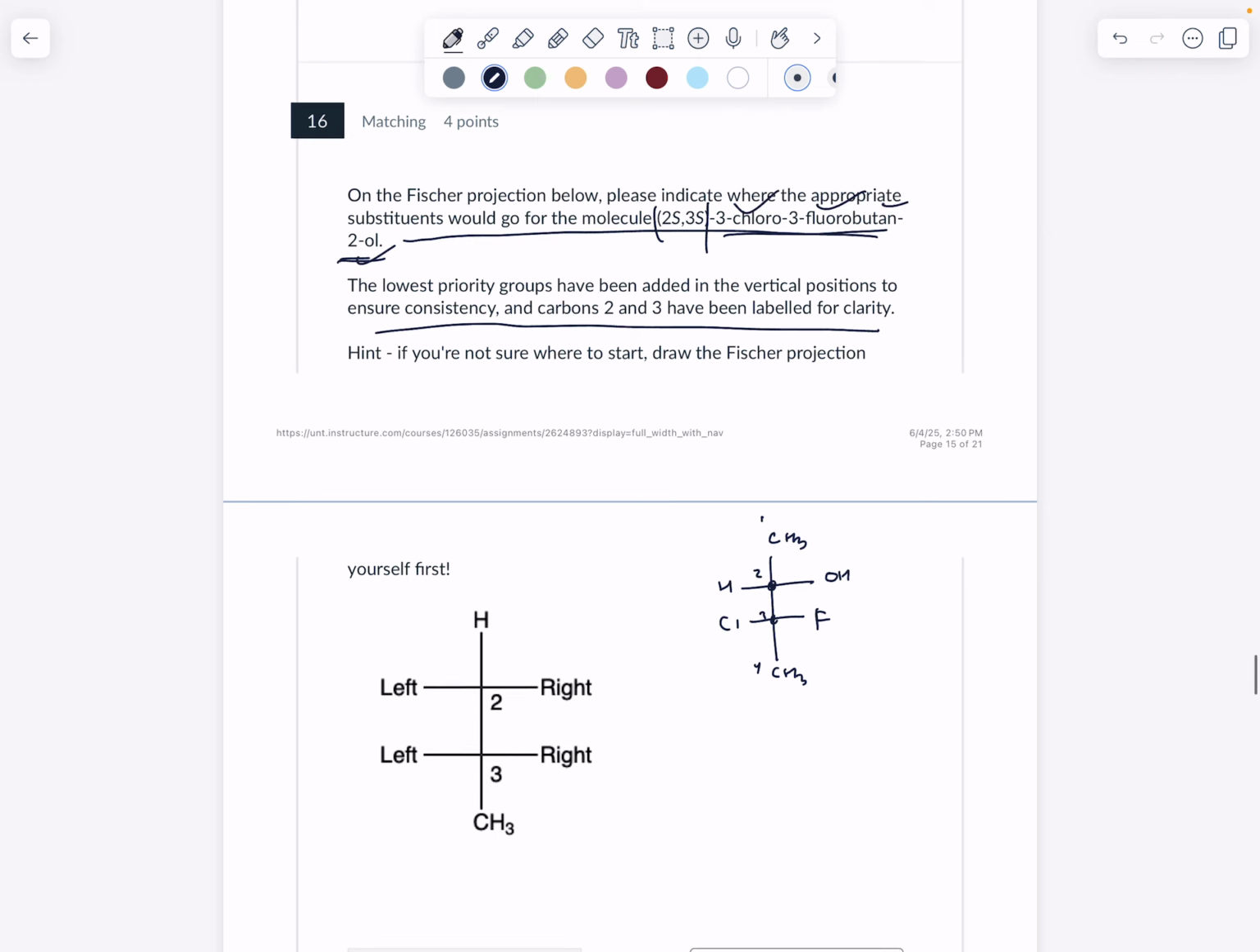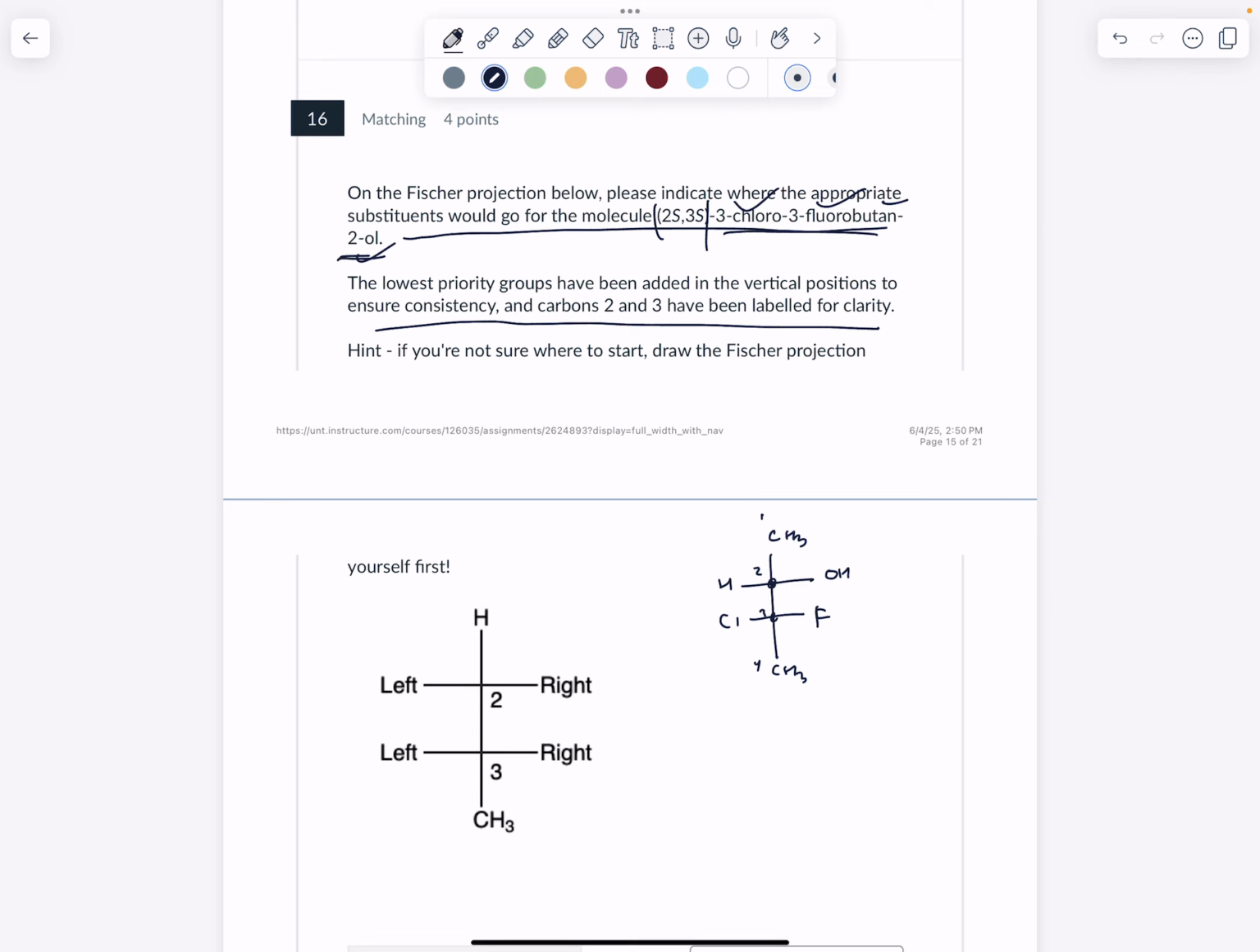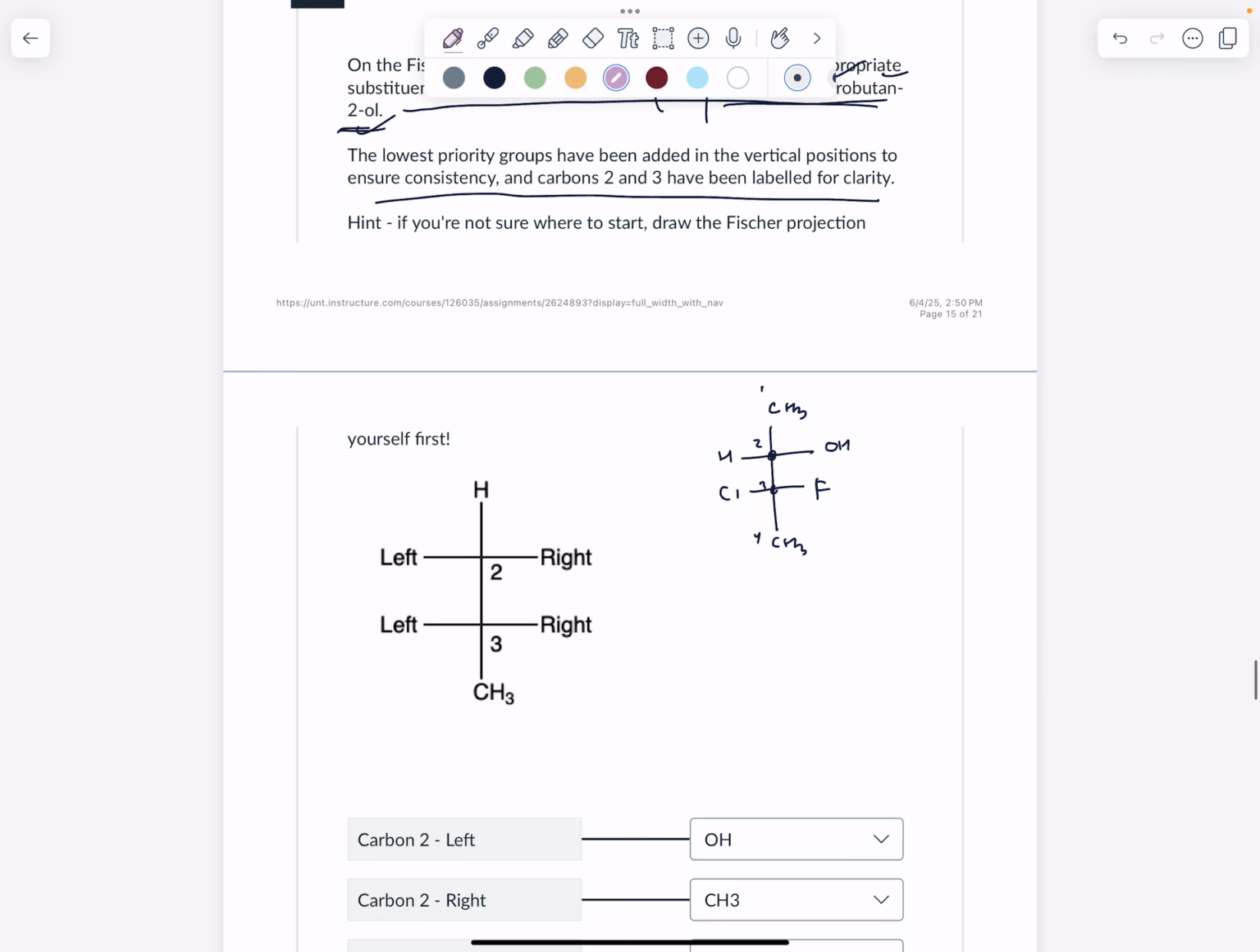Now I'm just going to assign R or S priority to see if I have drawn it already in S configuration or if I need to change something. First I'm going to say what the priorities are, and I'll use purple for the top one. This alcohol is obviously priority 1. Hydrogen's priority 4. It's pointing towards us, so that means we're going to have to flip this before we finalize it.